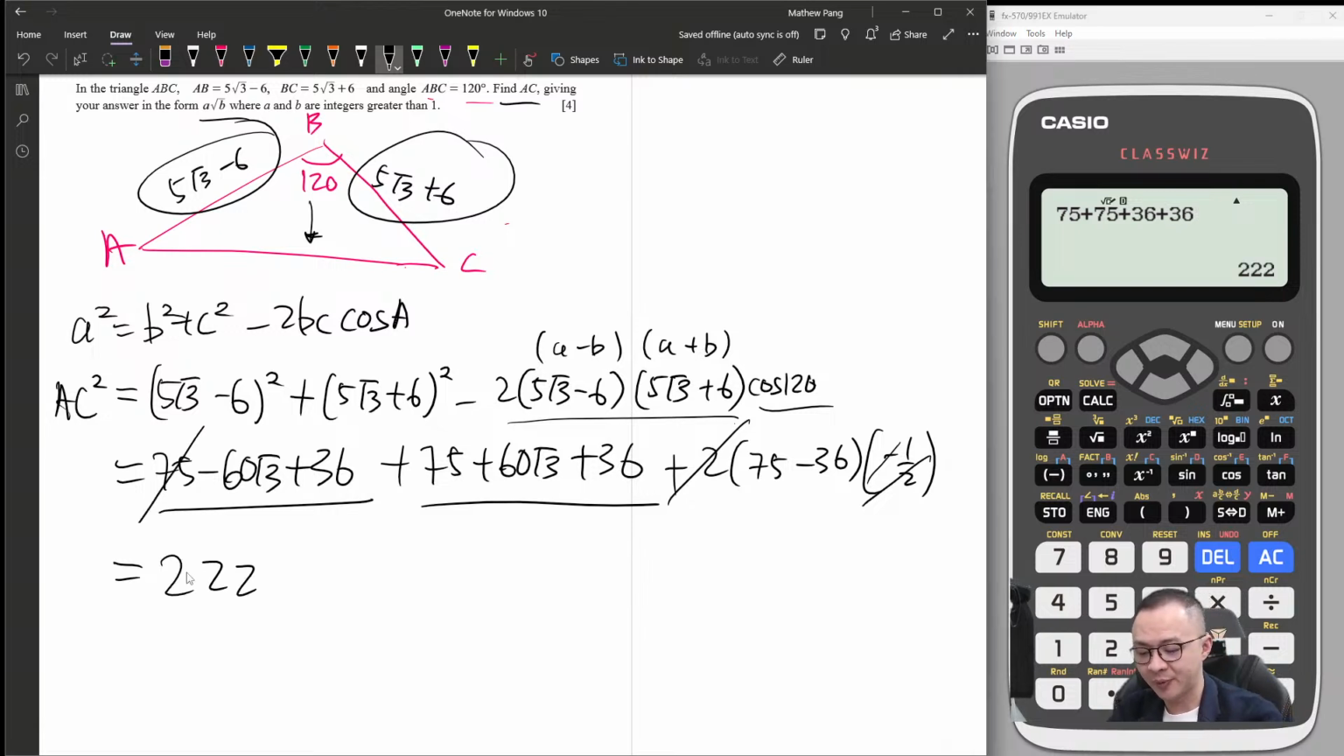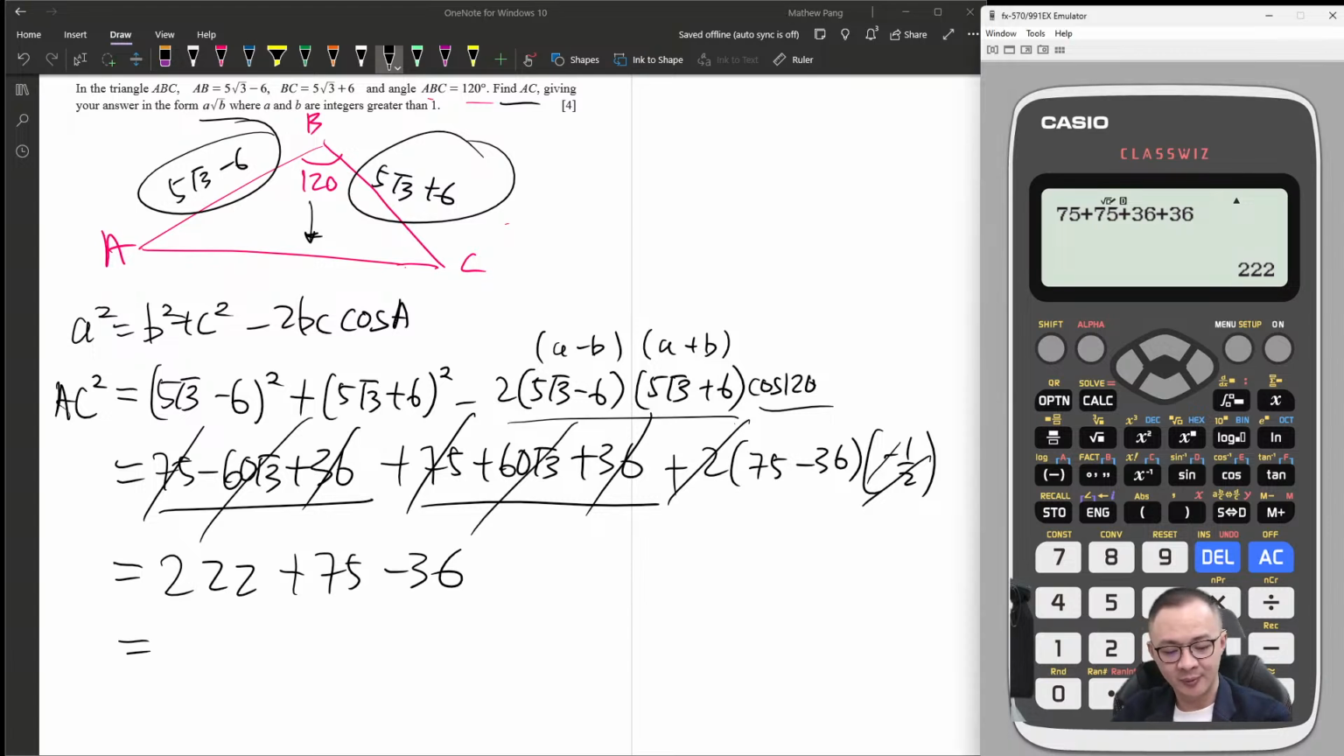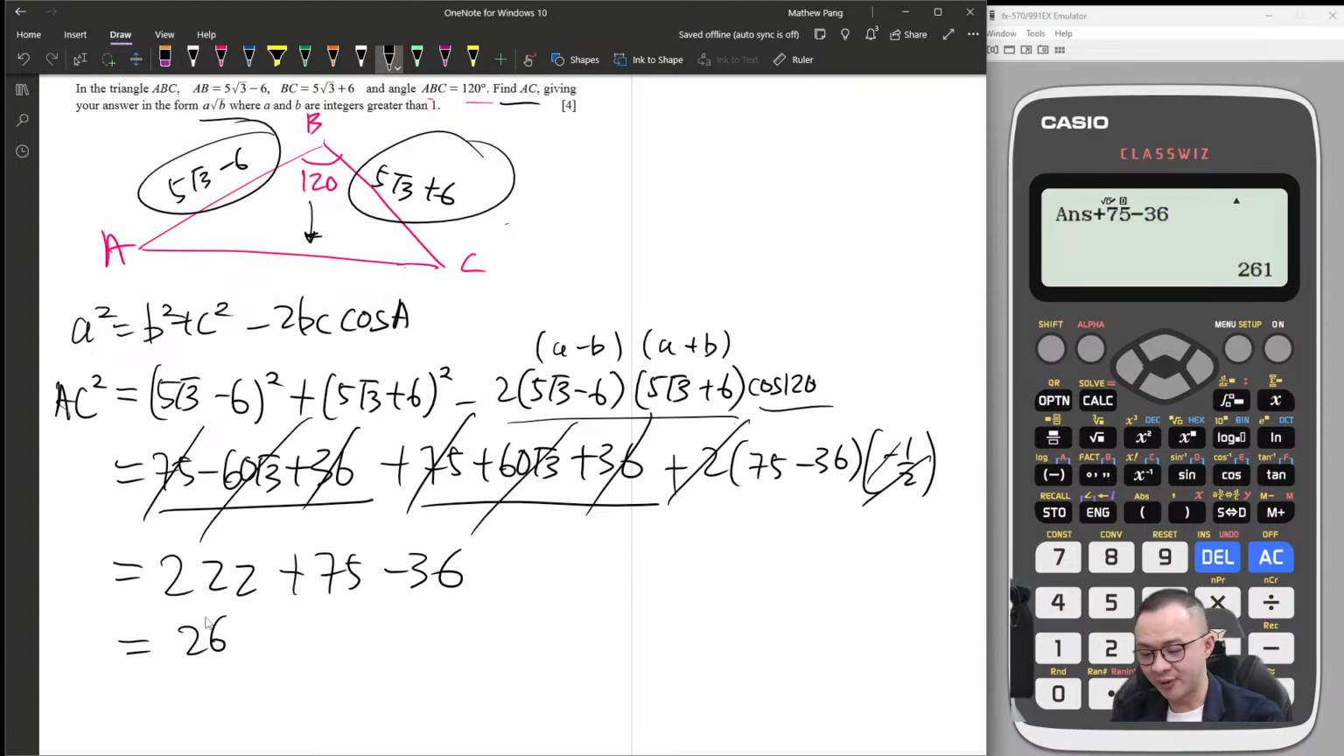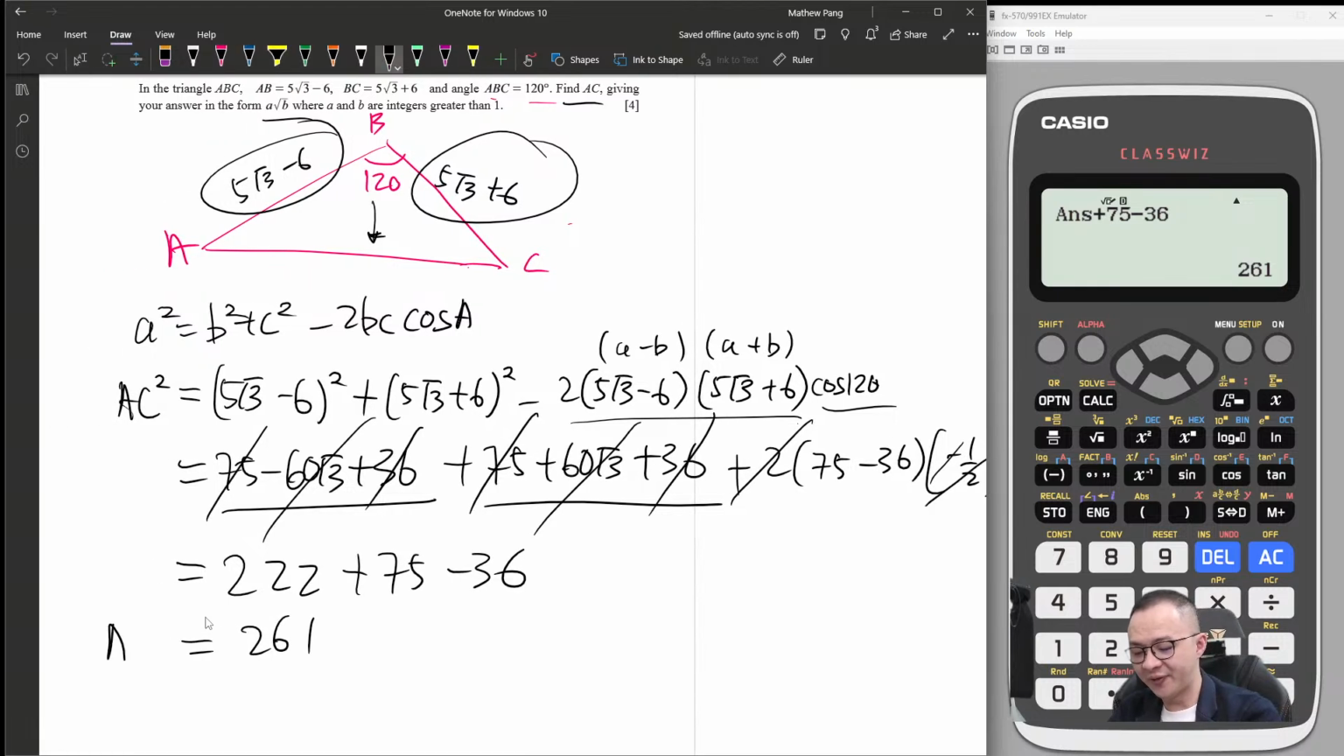222. All these 4 numbers I solve. Minus 6√3 plus 6√3, 0. Then here I only have left plus 75 minus 36. Plus 75 minus 36, 261. So if AC squared equals 261, AC equals the square root of 261.